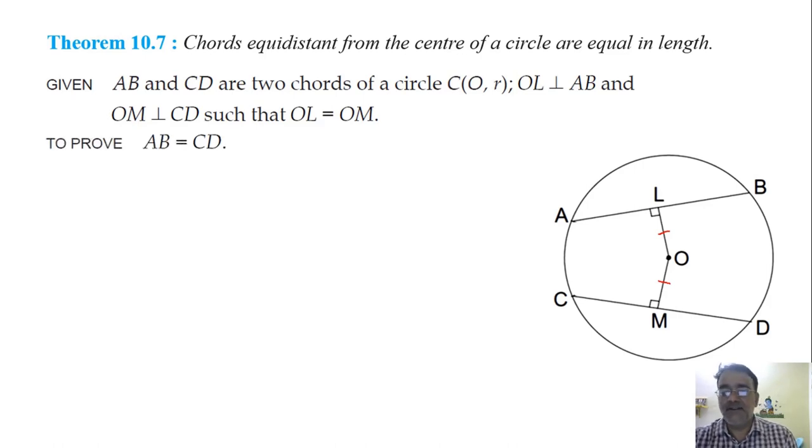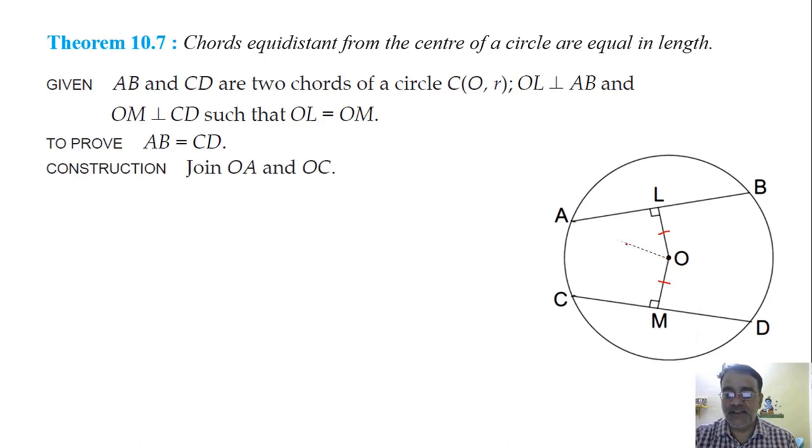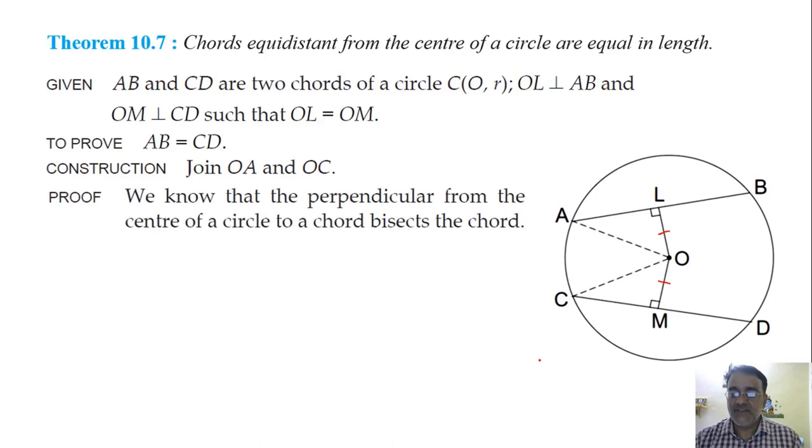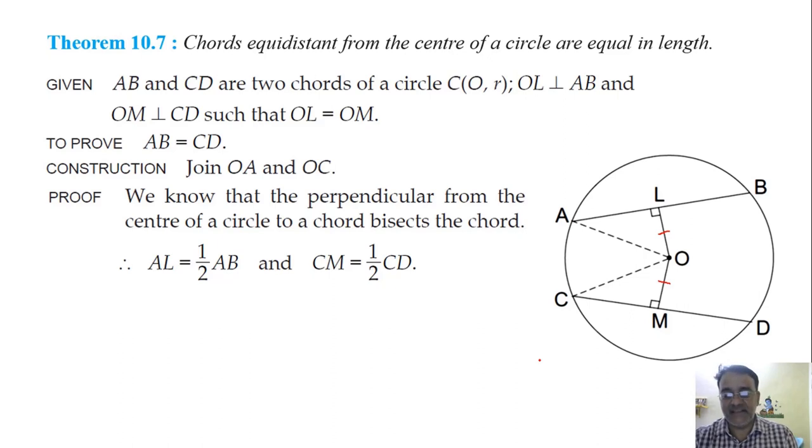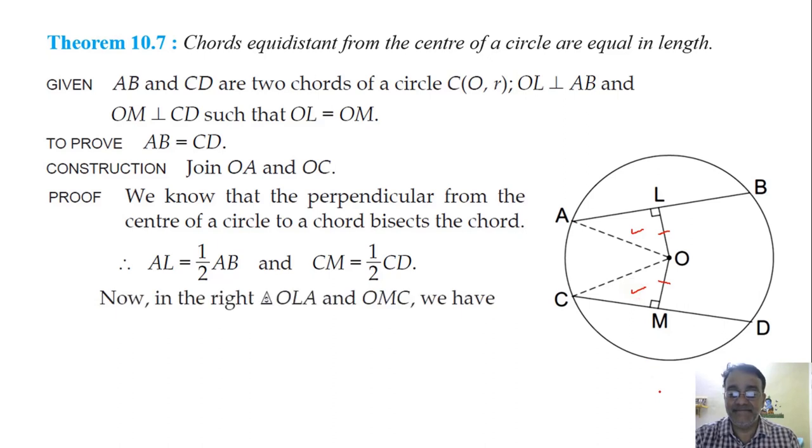So we'll join OA and OC, as we did before. Now we'll write the same step as in the previous theorem, that the perpendicular drawn from the center to a chord bisects the chord. So AL is equal to half of AB and CM is equal to half of CD. Now we'll prove these two triangles congruent. How? Look carefully. OL is equal to OM, given. And these two are equal. Why? Each 90 degrees. Radii of the circle.